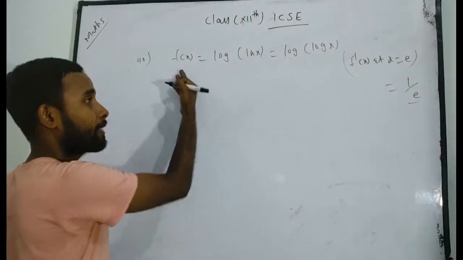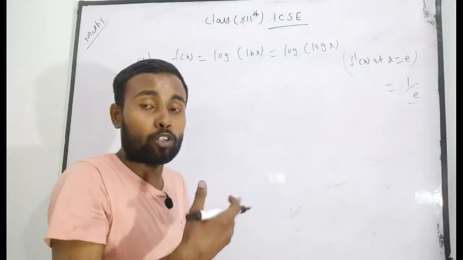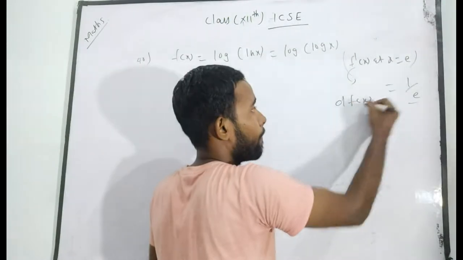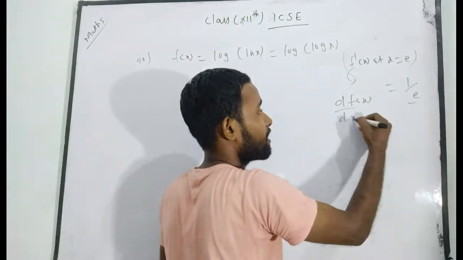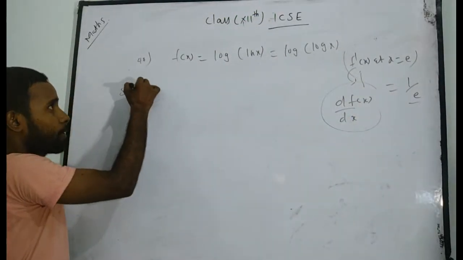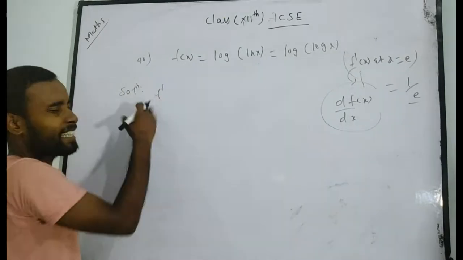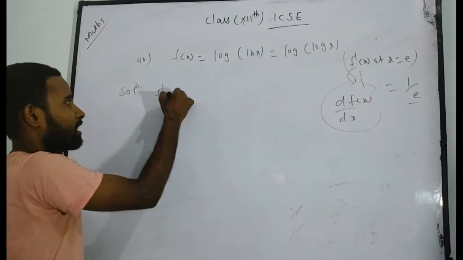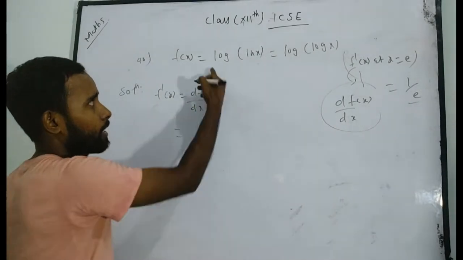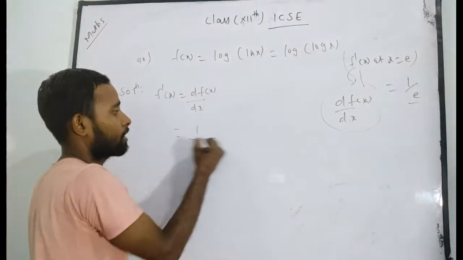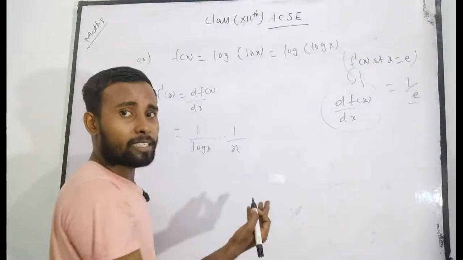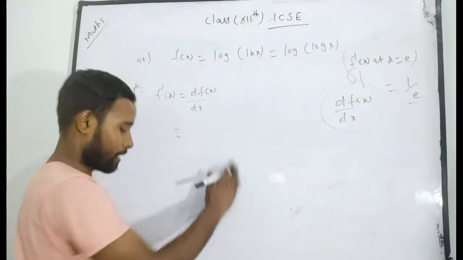So first of all you have to find f dash x. What do you mean by f dash x? f dash x means the derivative of f(x) with respect to x. This represents f dash x. So you have to firstly simply differentiate on both sides. In that case you can write df(x)/dx, differentiate on both sides with respect to x. You will get 1 upon log x and again 1 upon x.